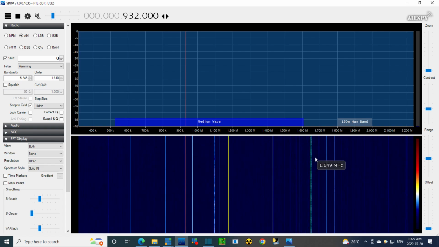Now, is that the local oscillator? All I have to do is tune the radio a bit. If that's the local oscillator, its frequency will change. So just watch and see what moves. I'm just going to tune the radio a bit. And there you go.